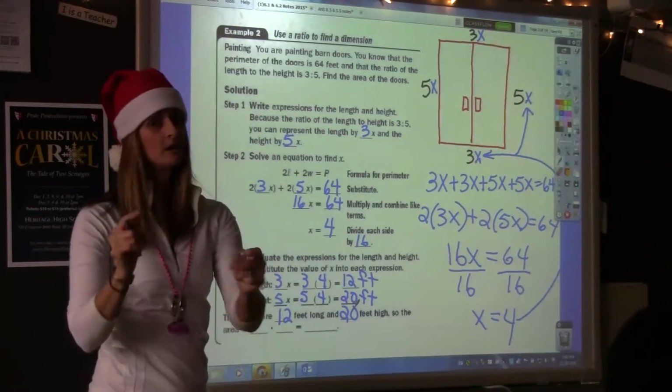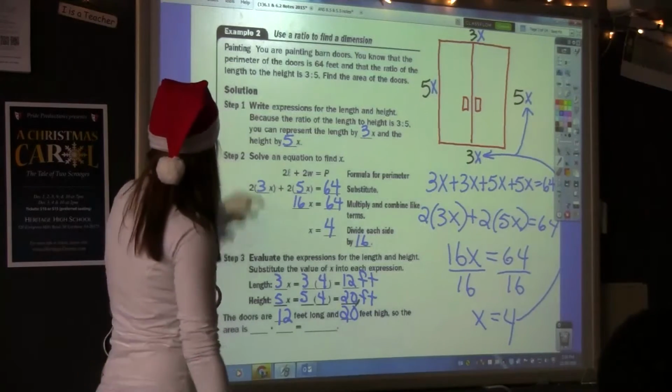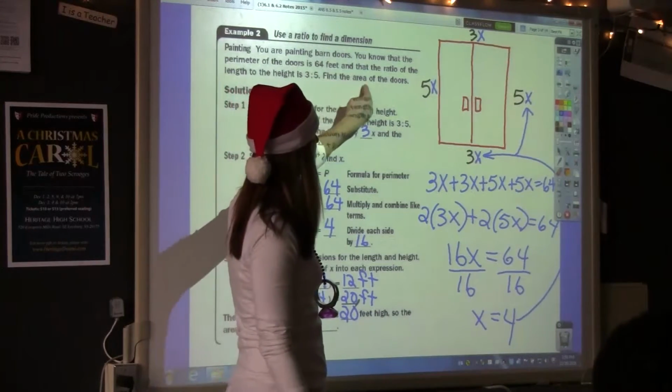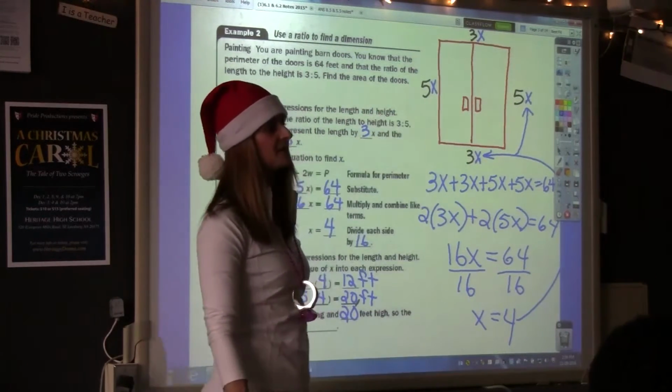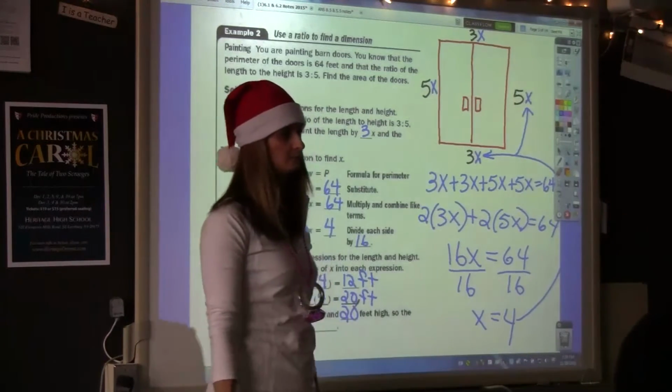All right, now, let's go back and read the problem again. Find the area of the doors. Okay, how do you find the area of a rectangle?